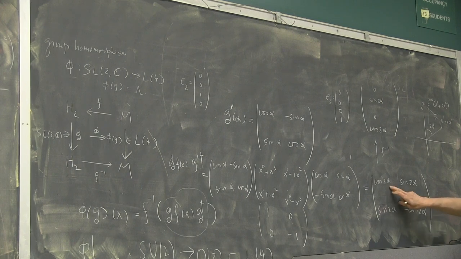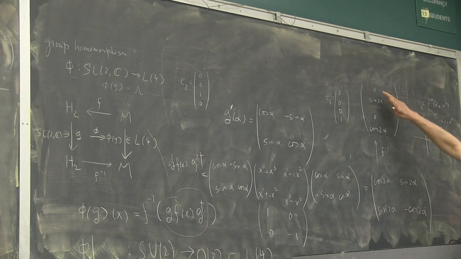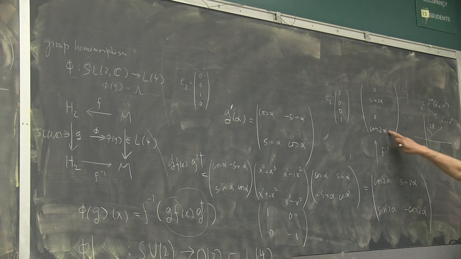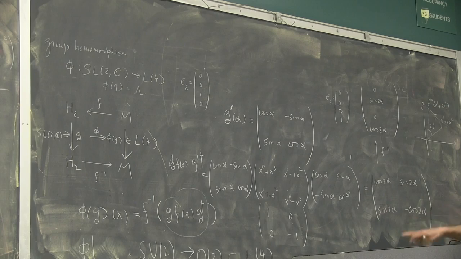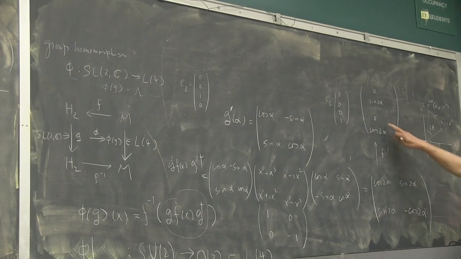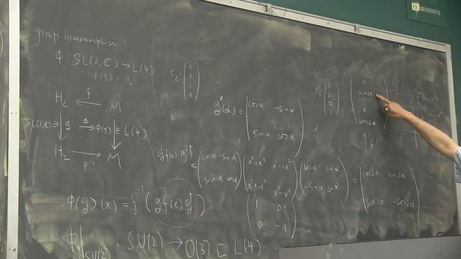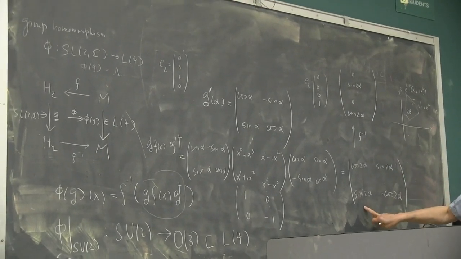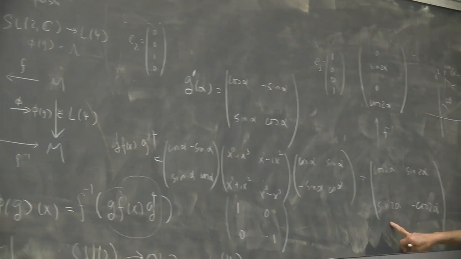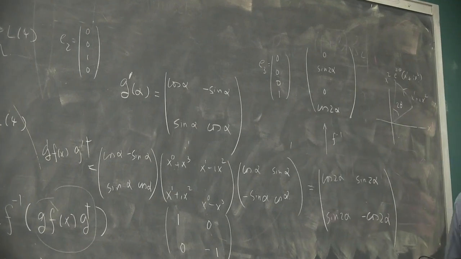Because this is supposed to be x0 plus x3. So x0 is 0 plus x3, which is cosine 2 alpha. This is supposed to be x0 minus x3. So indeed, it is x0 minus x3, which is minus cosine 2 alpha. This one is supposed to be x1 minus i x2. Oh, x2 is equal to 0, so this number is real. So x1 is sine 2 alpha, and x1 plus i x2 is the same thing since x2 is equal to 0, sine 2 alpha.